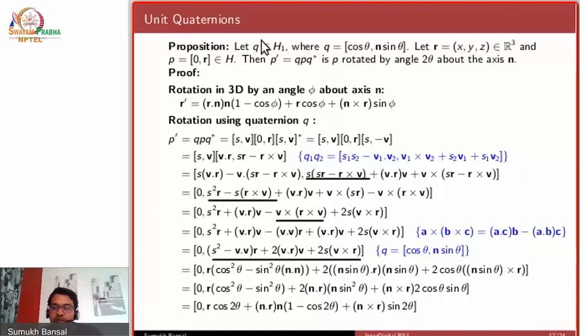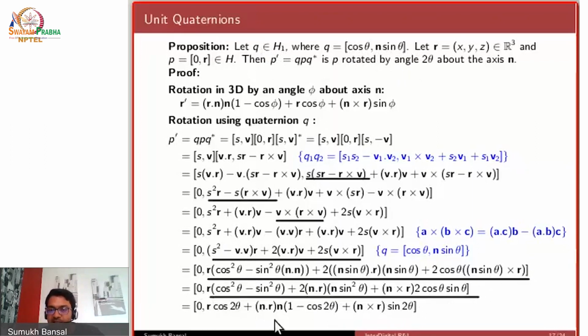Now, because Q is a unit quaternion, we know that the scalar component can be represented by cos theta, and the vector component can be represented by n sine theta. So we are just going to put these values in place of s and v, and this is what we do over here. If you simplify a bit, you get this, and then if you simplify more, you end up getting this. So this is the final expression, but this is the rotated quaternion.